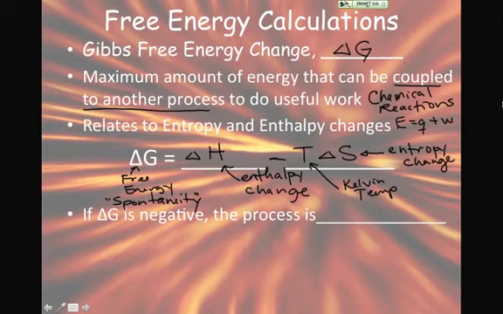So if delta G is negative, then we consider the process to be spontaneous, because that would be a situation in which delta H is negative and delta S is positive. That would be a spontaneous process.